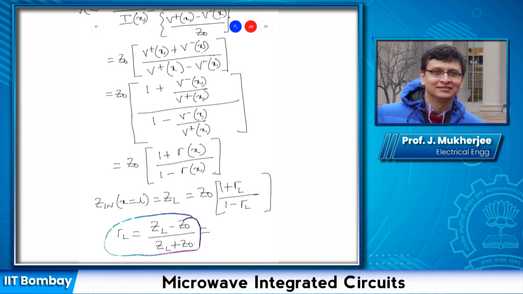So the value of the reflection coefficient at the load end is simply given by this expression. So this is the first part of this lecture. In the next part, we'll cover the Smith chart.